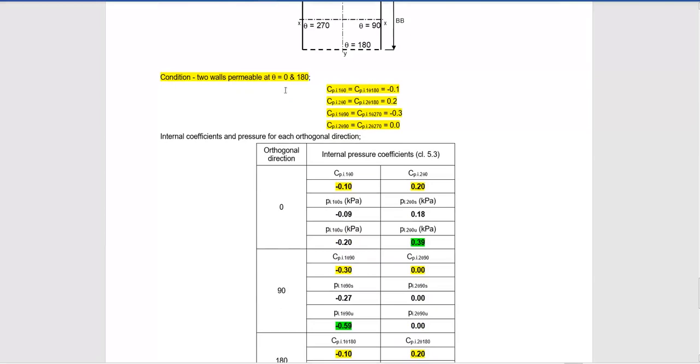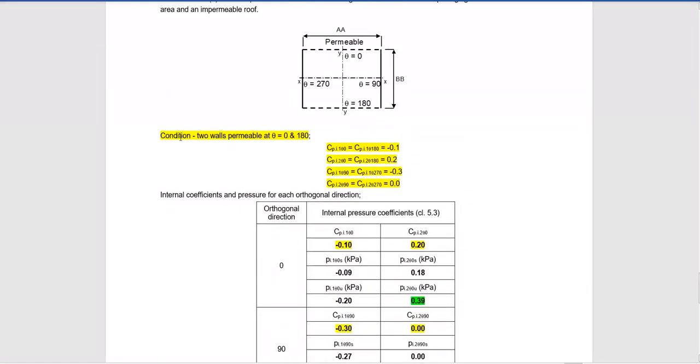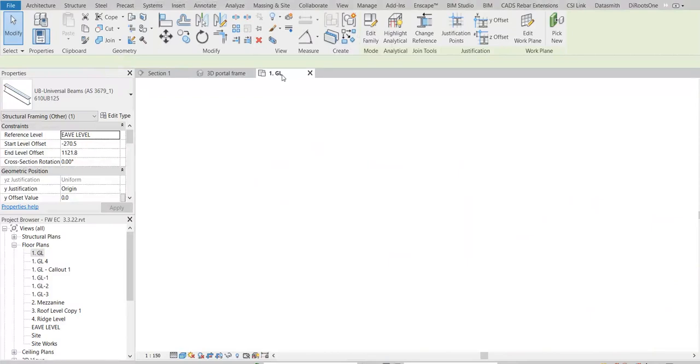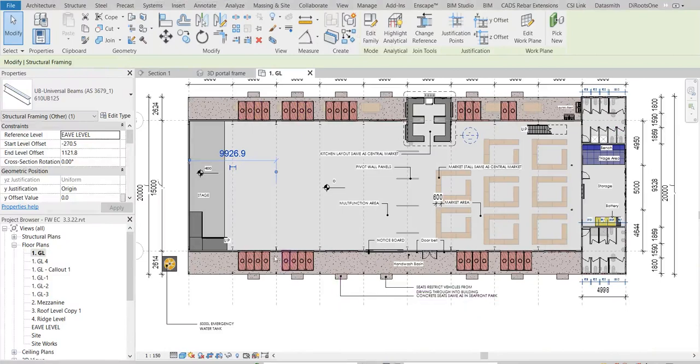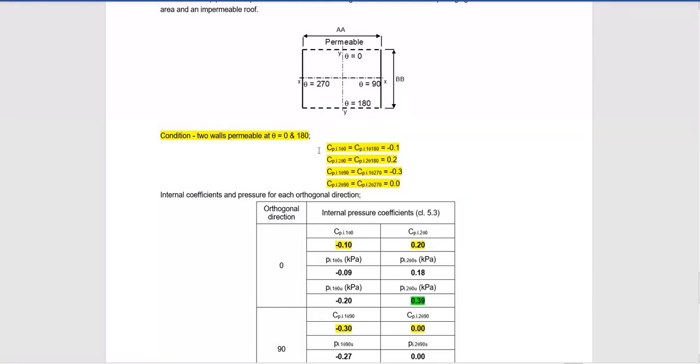So my Cpi value, because my building has 2 permeable walls. If you go to the floor plan here, this side and this side are permeable walls. It means we have windows on this side that are open, and that's what I mean by permeable. This side is closed and this side is closed. So we have two side walls that are permeable, as given in the code.